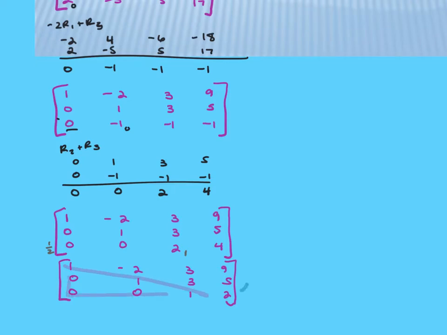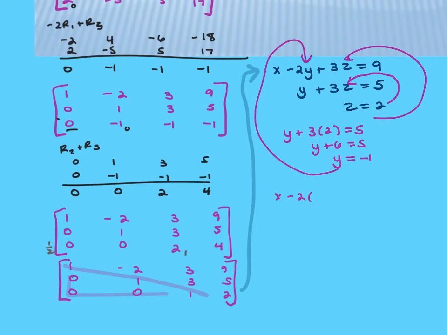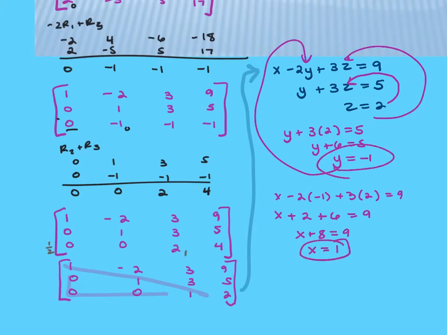So I can rewrite this. I'm going to rewrite it up here as my system. X minus 2y plus 3z equals 9. Y plus 3z equals 5, and z equals 2. And now I've got my triangle system. So I'm going to work my way up by plugging the 2 in here. And then the 2 and the 1. And there's my last variable. And my answer is going to be written in a solution set 1, negative 1, 2.